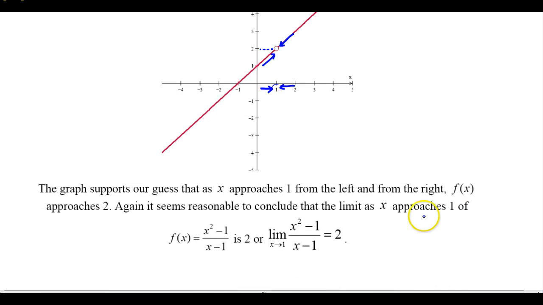So we can go ahead and summarize that. This graph supports our guess that as x approaches 1 from both sides, the left and from the right, the function approaches 2. So it's reasonable to conclude this limit notation, the limit as x approaches 1 of x squared minus 1 over x minus 1 equals 2. So at this time, you should be comfortable reading this aloud and using the proper terminology. So limit as x approaches 1 of x squared minus 1 over x minus 1 equals 2.